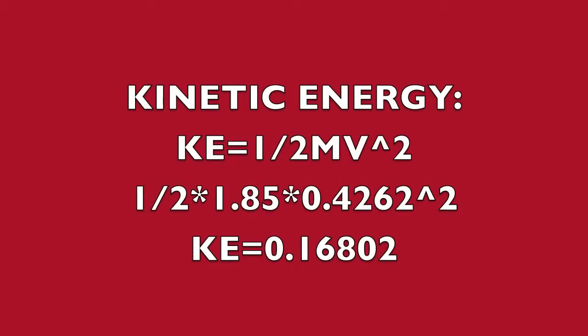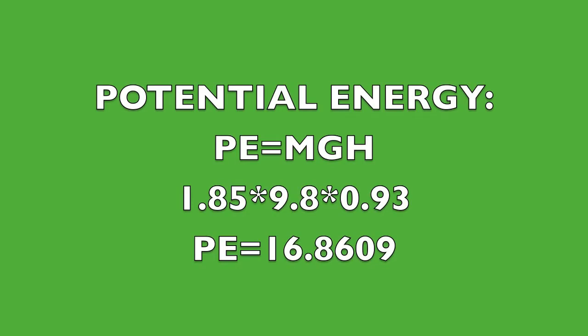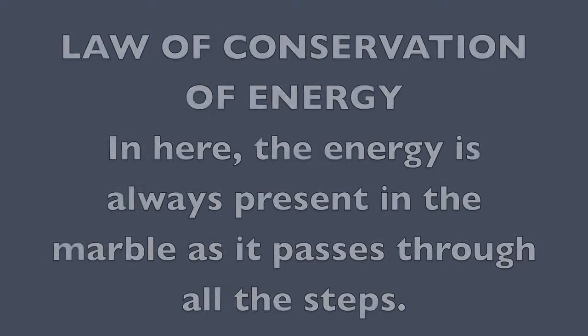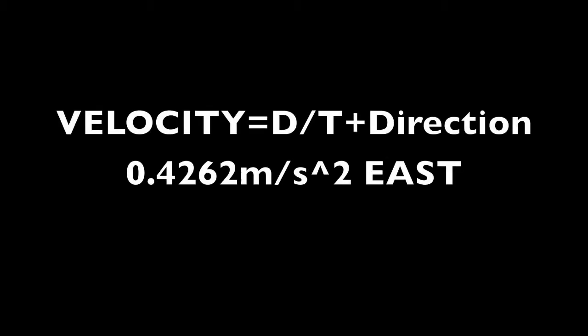The kinetic energy would end up as 0.16802, by the mass and velocity of the machine. The potential energy would end up at 16.8609, by the height, the mass, and the gravity of the machine. The law of conservation says that energy can be neither destroyed nor created, and that's what happens with the ball traveling throughout the machine.